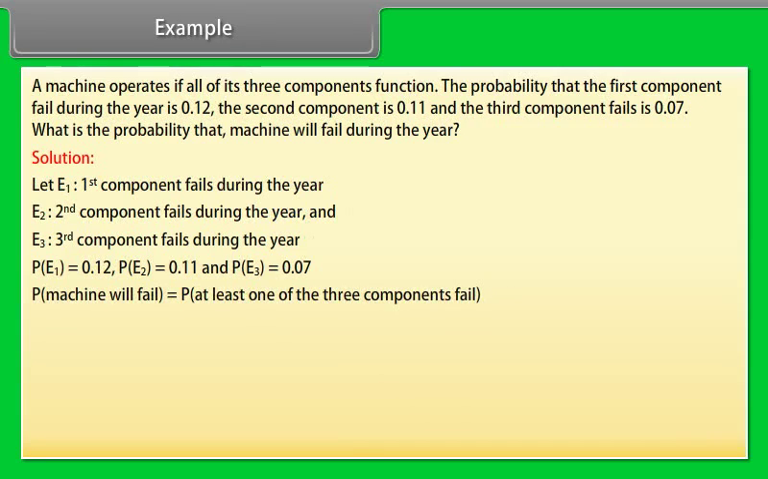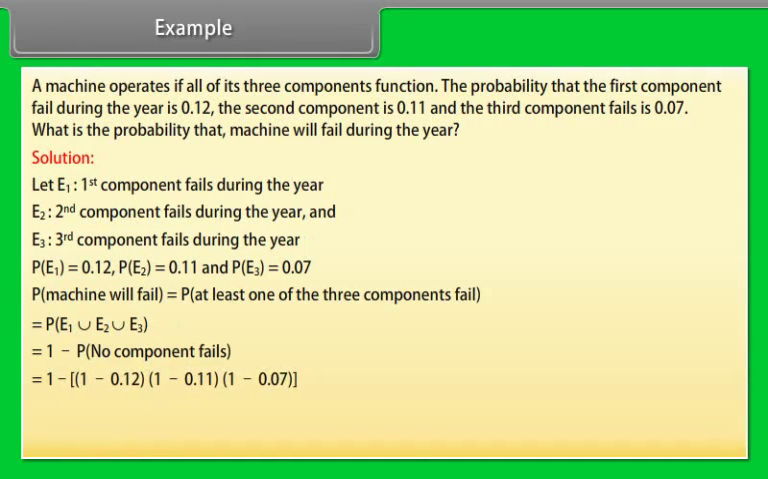P of machine will fail is equal to P of at least one of the three components fail is equal to P of E1 union E2 union E3 is equal to 1 minus P of no component fails is equal to 1 minus (1 minus 0.12) into (1 minus 0.11) into (1 minus 0.07) is equal to 1 minus 0.88 into 0.89 into 0.93 is equal to 1 minus 0.7284 is equal to 0.2716.